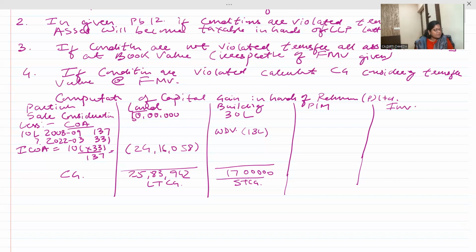Plant and machinery. Market value is 10 lakhs, 6 lakhs WDV. 4 lakh is the short-term capital gain.